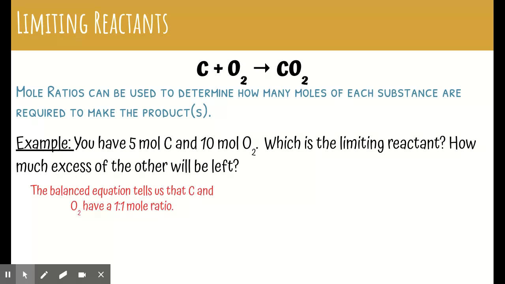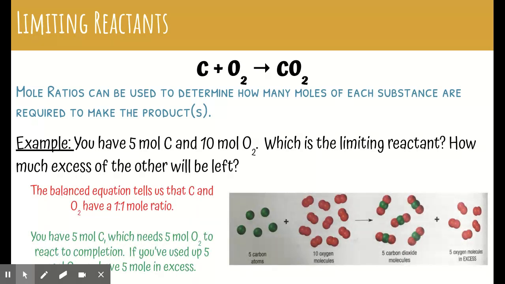So the balanced equation at the top tells us that carbon and oxygen have a 1-to-1 mole ratio. So you have 5 moles of carbon, which is what's given in the question. So we're going to start with 5 moles of carbon. This also needs 5 moles of oxygen to react completely, right? So if it's a 1-to-1 mole ratio, if we start with 5 of these, we have to have 5 of these to make 5 of those. So if you have 5 moles of carbon, it's going to need 5 moles of oxygen to react to completion. If you've used up 5 moles of oxygen, you still have 5 moles in excess.